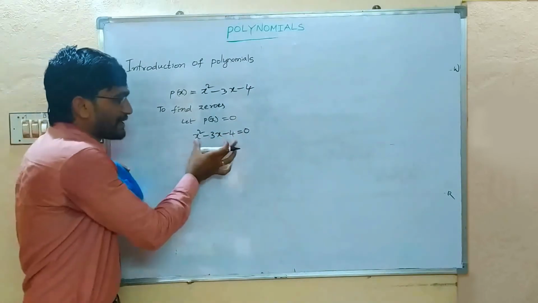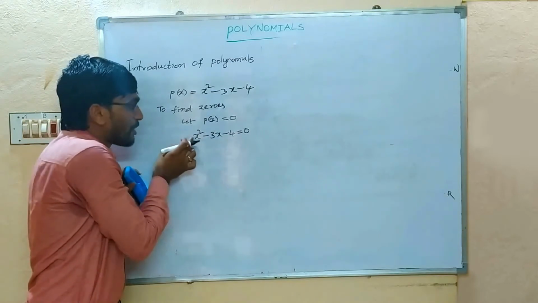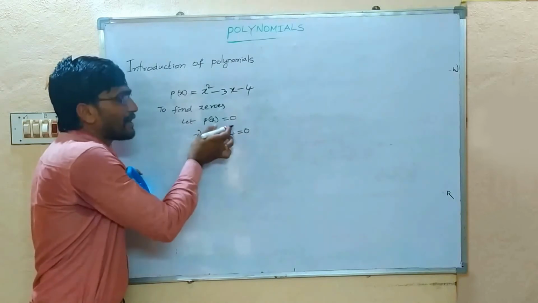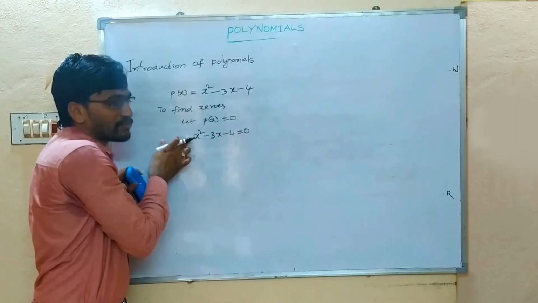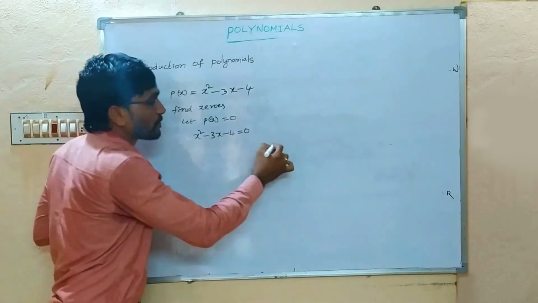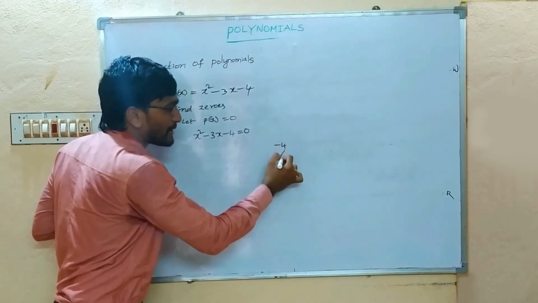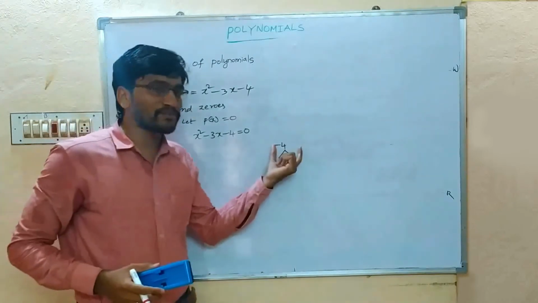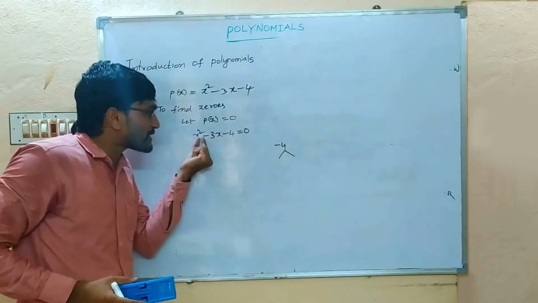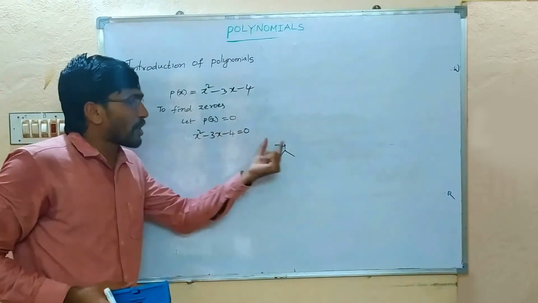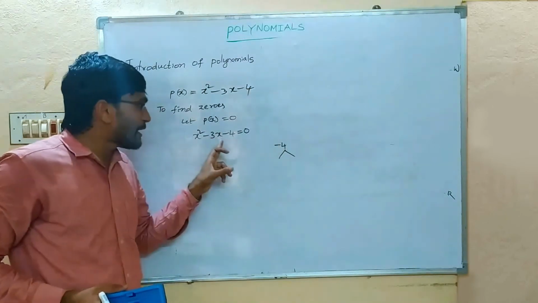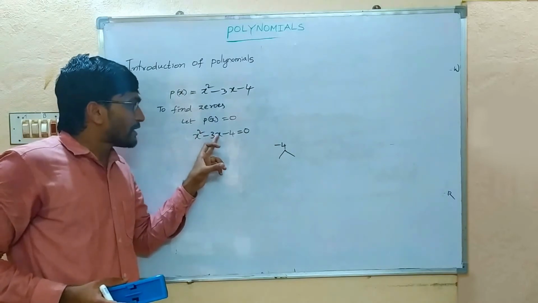Now for finding zeros of this quadratic polynomial, first you have to multiply the x square coefficient and the constant term. The x square coefficient is 1 here and the constant term is minus 4. 1 into minus 4 is minus 4. Now you have to split minus 4 into two factors whose sum must be the middle term coefficient, the coefficient of x, which is minus 3.